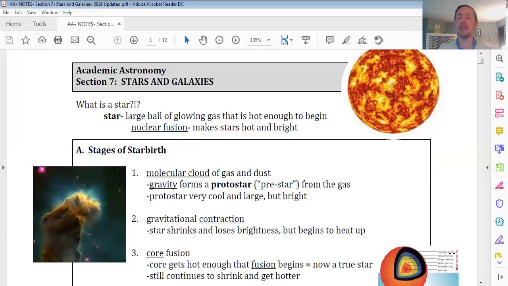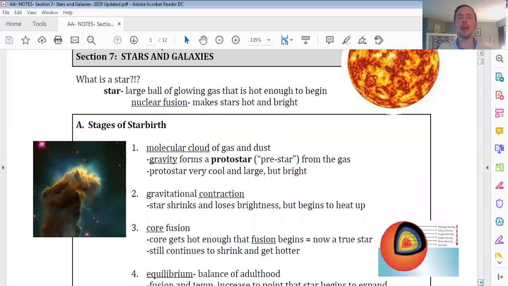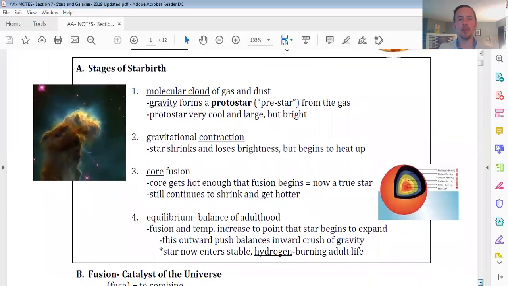What I try to do in this section to make students understand stars a little bit better is we liken stars to living things just like you or I. We're going to talk about baby stars being born, young and middle-aged stars, and then eventually grandparent stars and how stars eventually die out.